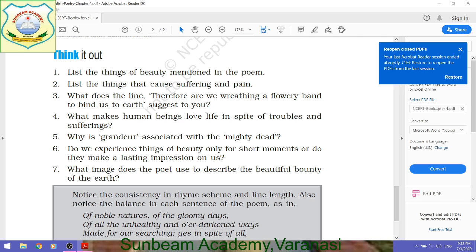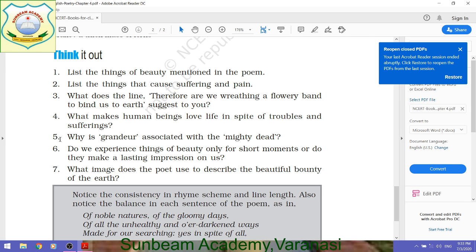What makes human beings love life? In simple words, a thing of beauty. The simple answer is a thing of beauty. You can mention that a thing of beauty removes the pall, the covering of sadness and sufferings from our lives, and it makes us love life and each other, and it fills us with joy and happiness.